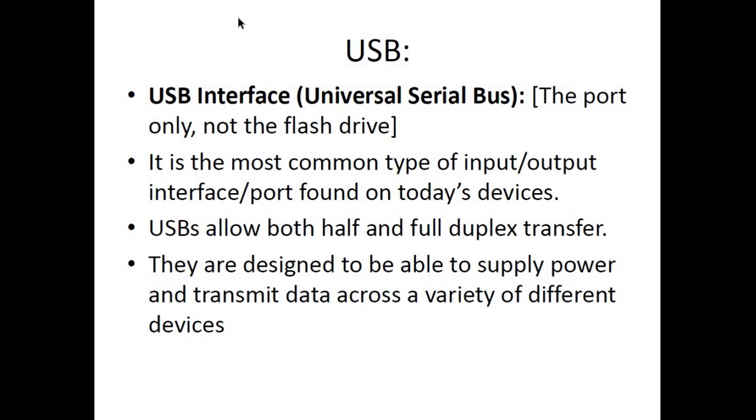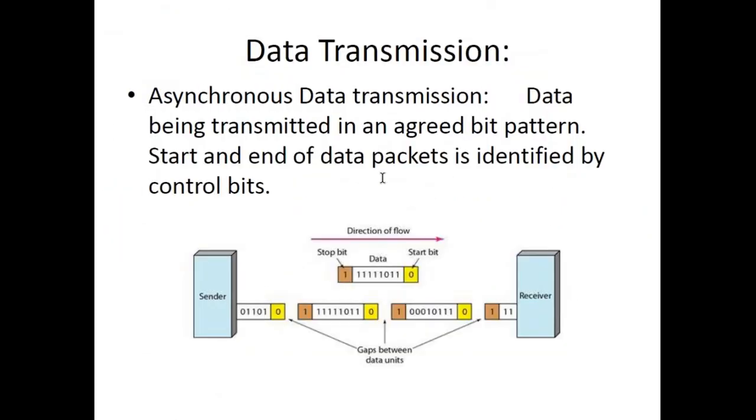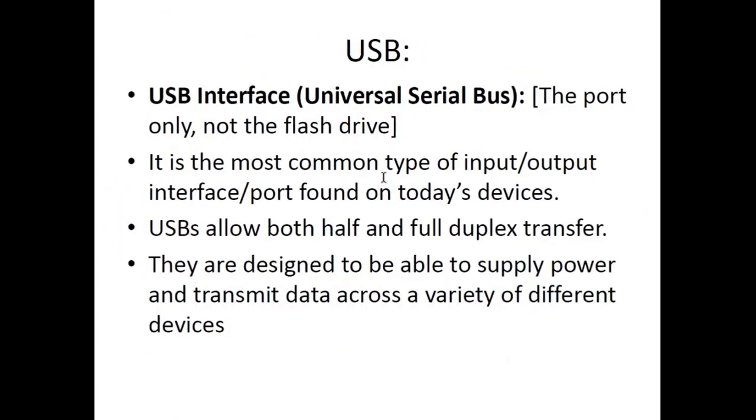The next thing in this chapter is USB or Universal Serial Bus. Basically, in the Cambridge syllabus, by USB it means the USB interface, just the port, not the flash drive. It means just this part, this interface, this connector, not the flash drive. It is the most common type of input-output interface or port found on today's devices. USBs allow both half and full duplex transfer. They are designed to be able to supply power and transmit data across a variety of different devices.